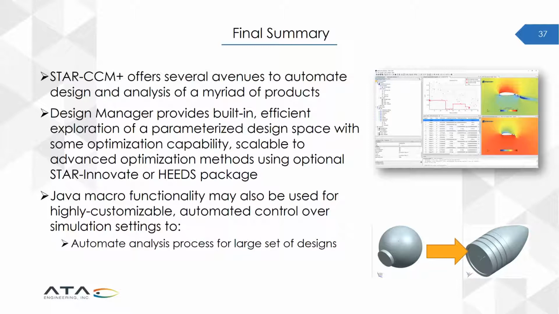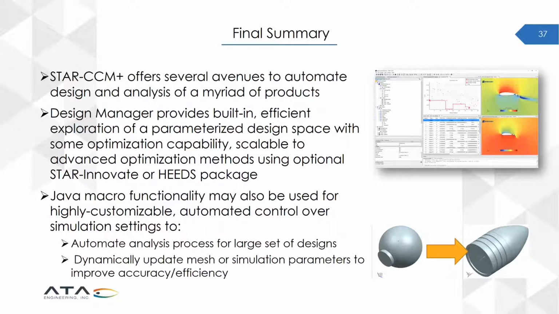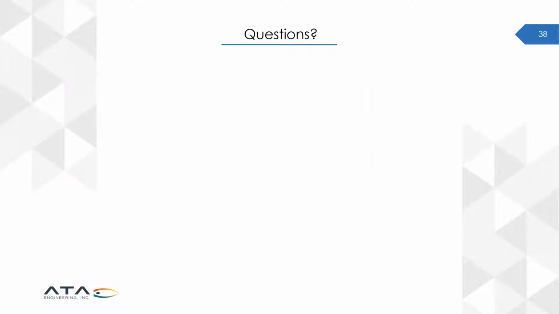And so we showed today a couple of applications, one being this automated analysis process for a large set of designs with the 3 bullet examples. And then the other is the one that Adam talked about, where you can dynamically update mesh or simulation parameters to improve accuracy or efficiency when he showed the automatic refinement of the shock case. So hopefully you guys got a little bit out of this and saw something interesting, and we'd be happy to take any questions.